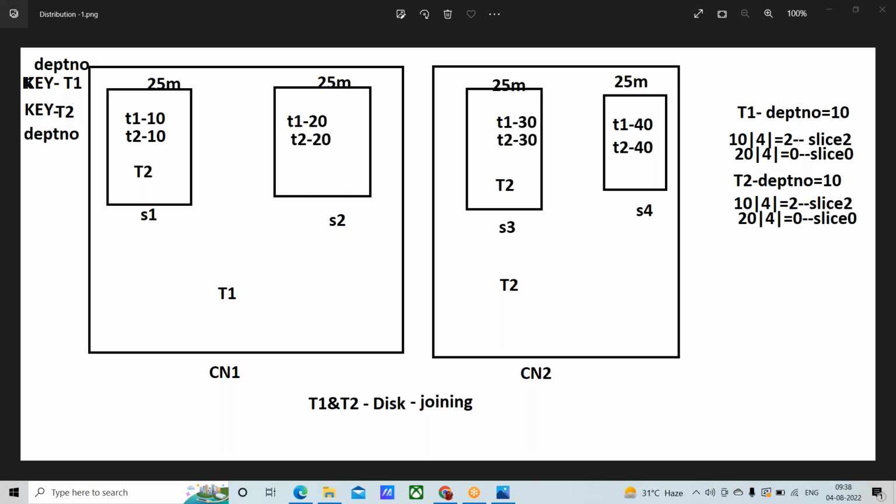Till this point you understood? Yes, sir. Prasad, you understood till this point? Yes, sir. What about Somnath? Somnath, you understood? Oh, sorry, sir. I was speaking on mute.